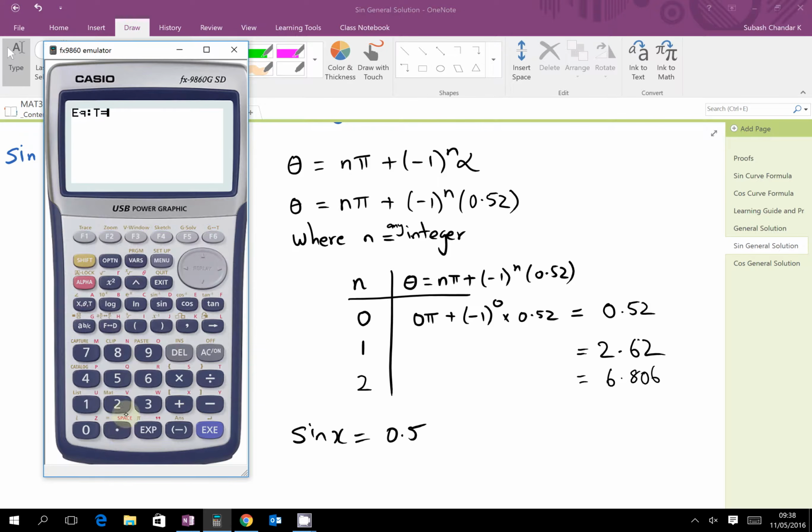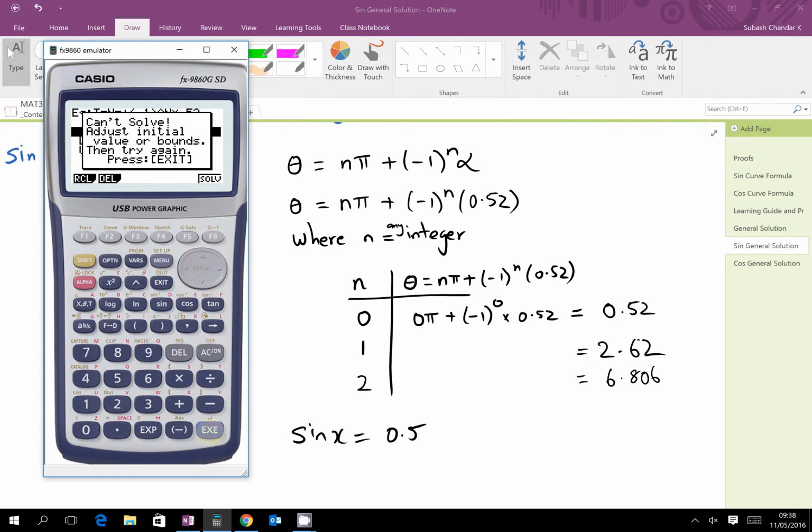Theta equals alpha, N pi, plus negative 1 to the power of N multiplied by 0.52. So when you do that, you will get something that says t equals 0 and n equals 0. If you go to n equals 0, just type in 0, press enter, and solve. Come on, solve.